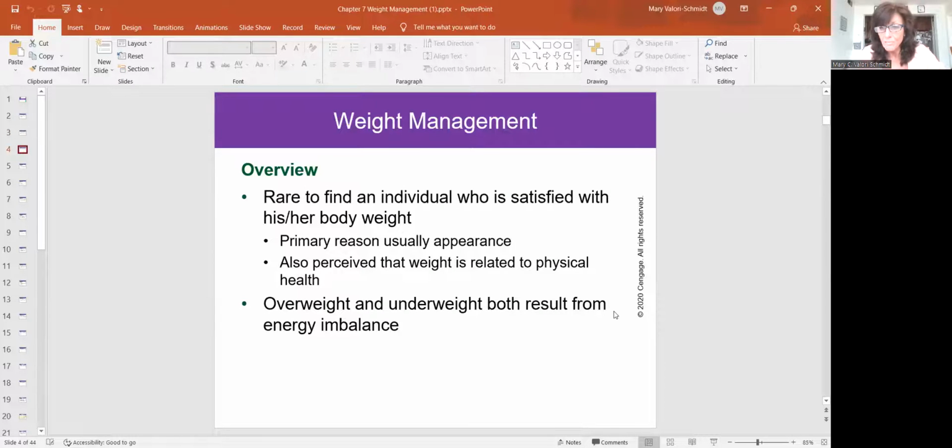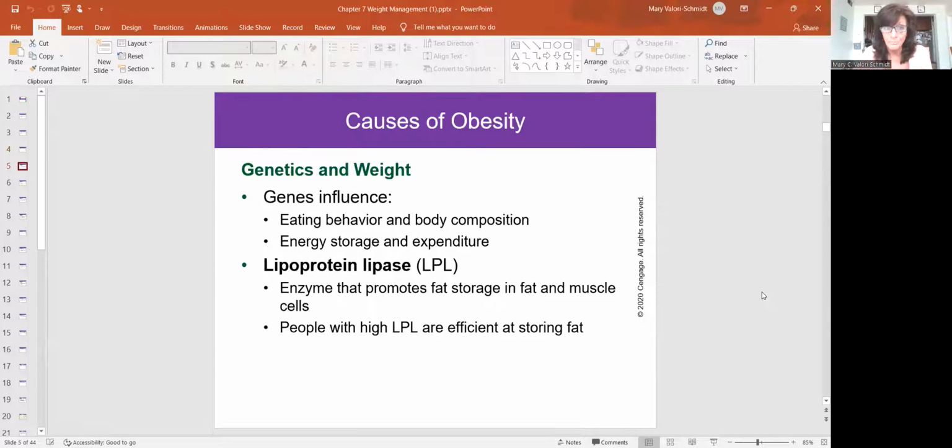Okay, so overview. It is very unusual, this is true, to find somebody who can say, yep, I'm very happy with my body weight. Usually it's about appearance and it's not rooted in health, which is not the best way to look at it. But you know, weight is related to physical health. Overweight and underweight are both a problem with energy imbalance. In other words, how much are you taking in and how much are you expending?